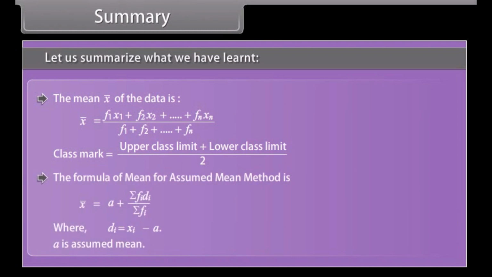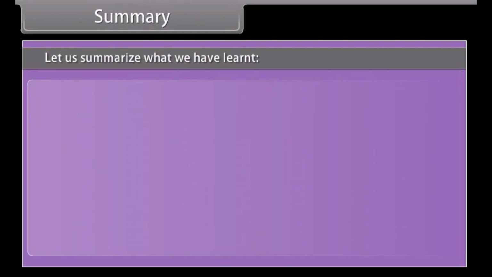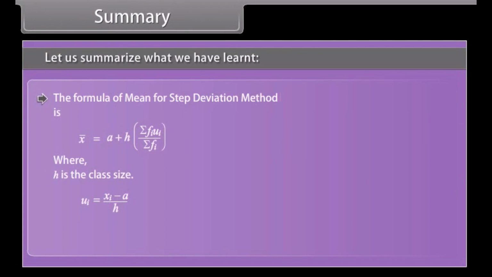The formula of mean for assumed mean method is assumed mean plus summation of the product of fi and di divided by summation of fi, where di is equal to xi minus a. a is the assumed mean. The formula of mean for step deviation method is assumed mean plus h multiplied by summation of the product of fi and ui divided by summation of fi, where h is the class size, and ui equals xi minus a divided by h.